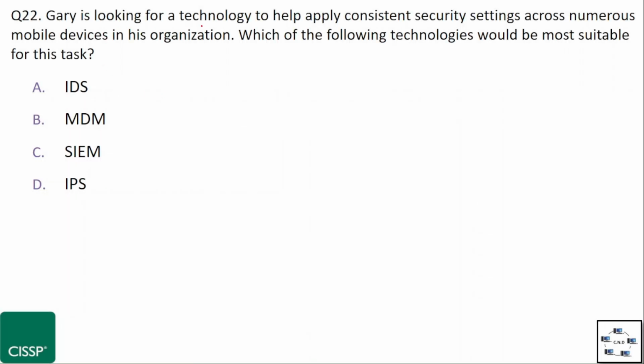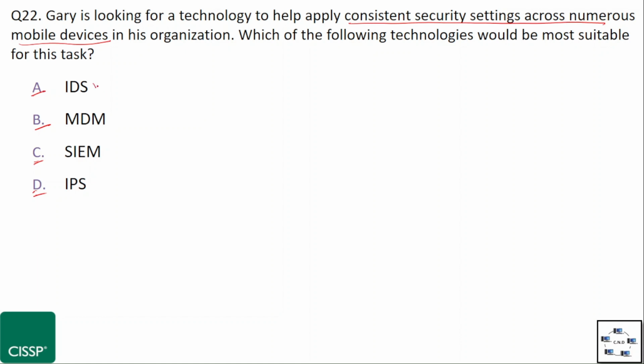Question number 22. Gary is looking for a technology to help apply consistent security settings across numerous mobile devices in his organization. Which of the following technologies would be most suitable for this task? So we are talking about consistent security settings across mobile devices. And the options are: option A, IDS; option B, MDM, mobile device management; option C, SIEM, security information and event management; and option D, IPS, intrusion prevention system.